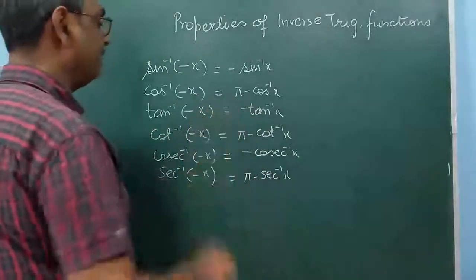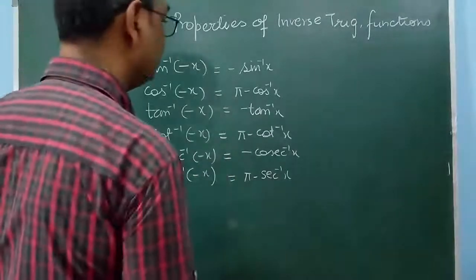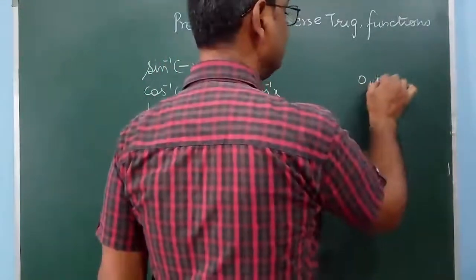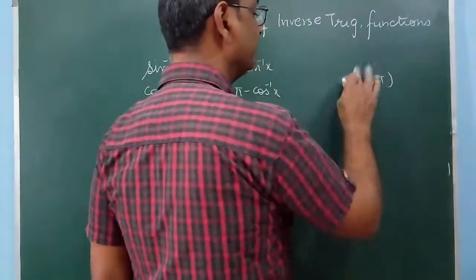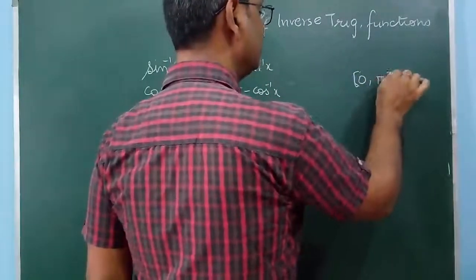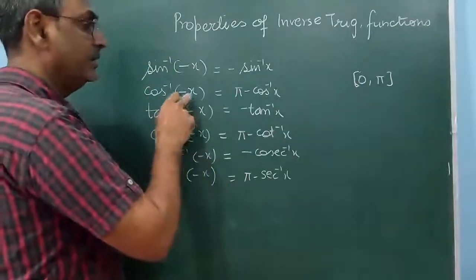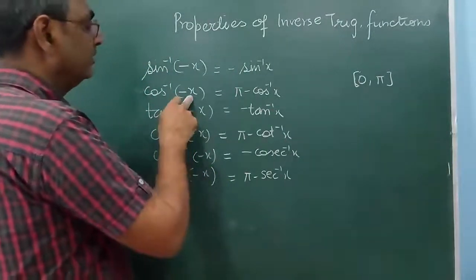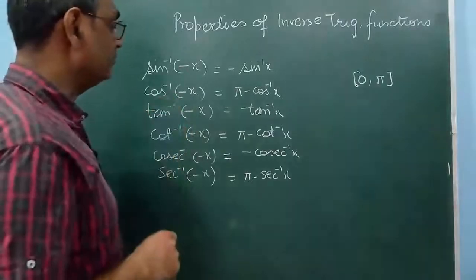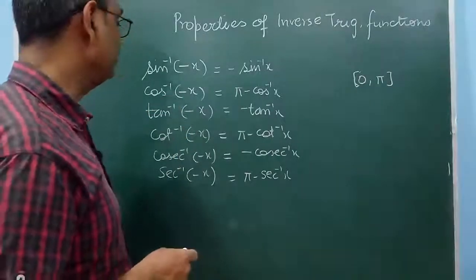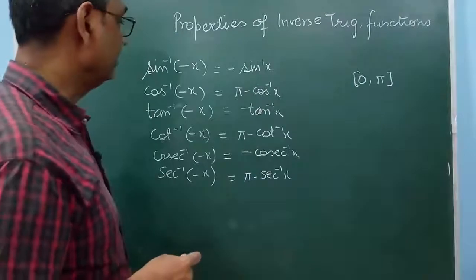Why are we taking pi here? Because cos value goes from 0 to pi. This is the domain here. The range of cos is 0 to pi, correct?